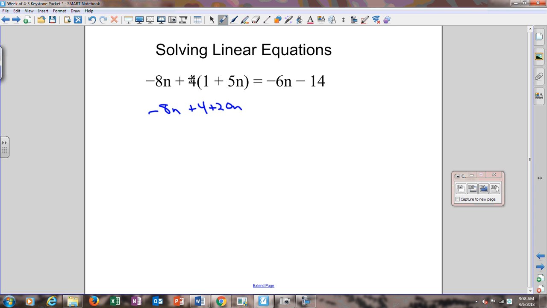So 4 times 1 is 4, 4 times 5 is 20. That gives you 20n. Now, one of the most common mistakes here is people will add this 8n to the 20. You don't do that because they're on the same side of the equal sign. You want to go ahead and just combine those terms. So it'd be 20n minus 8n. So it gives you 12n plus 4 equals negative 6n minus 14.